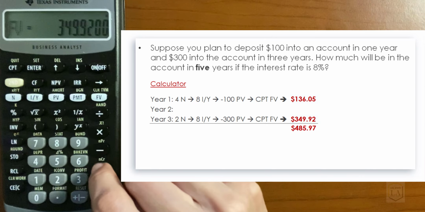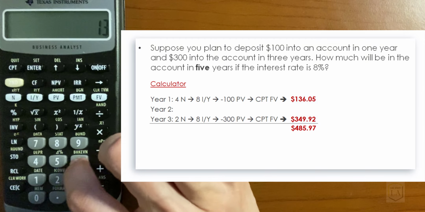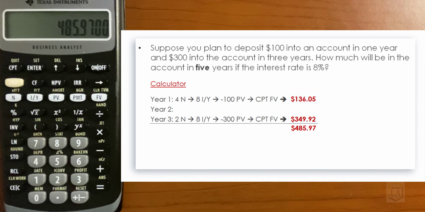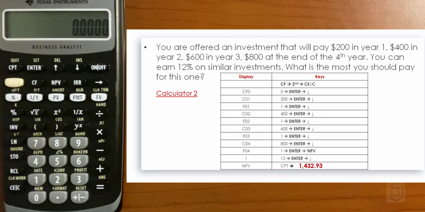So let's just add them all. 136.05, and it will be 485.97.